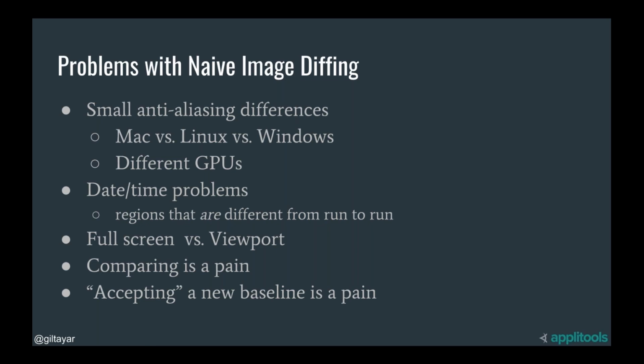And if we have different GPUs, I have a gaming machine, so I have a very powerful GPU, and somebody else has a laptop with a very simple GPU. Even if it's the same browser, same operating system, we will have differences in the bitmap. So when I run the tests, I will get everything is fine. But when another developer runs the tests, they will get a problem, even if there is no problem.